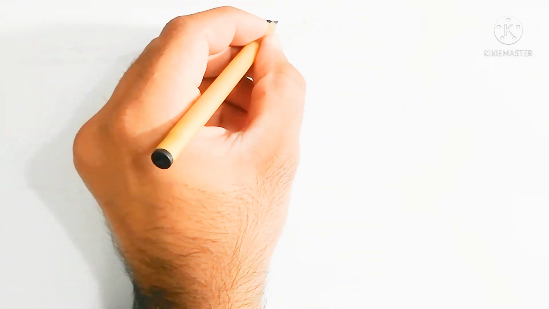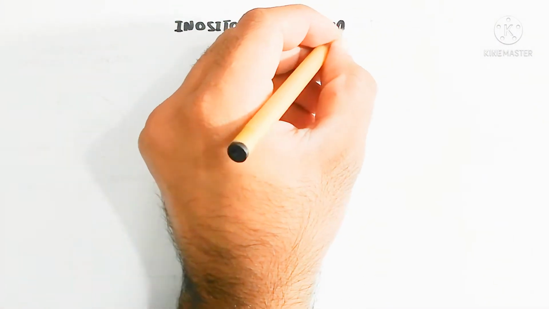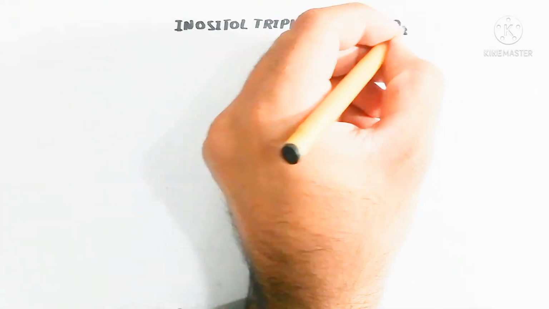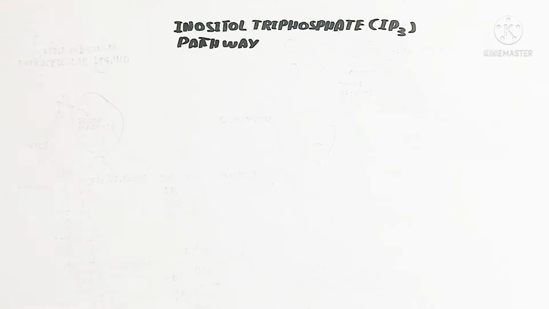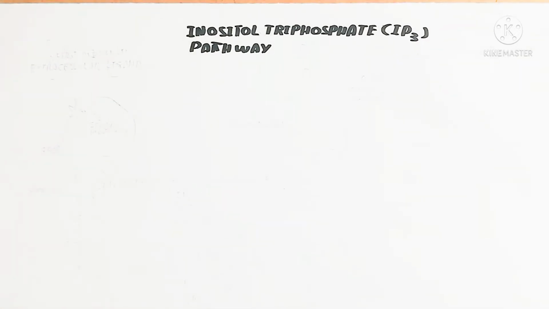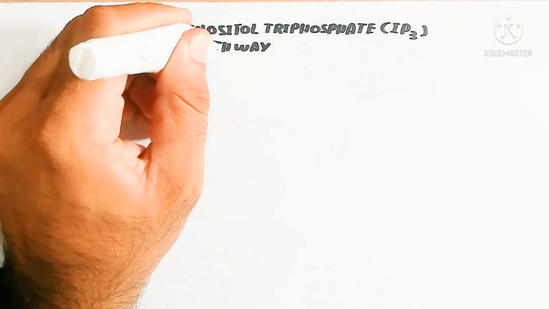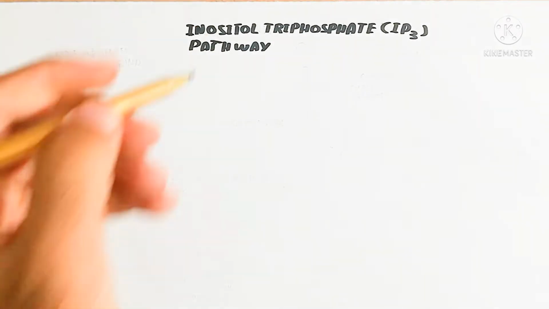Hello, in this video we will discuss the inositol triphosphate or IP3 pathway, and we will also understand the primary messenger and second messenger of the cyclic AMP pathway for glycogenolysis. So first of all, we should understand the introduction of the first messenger.